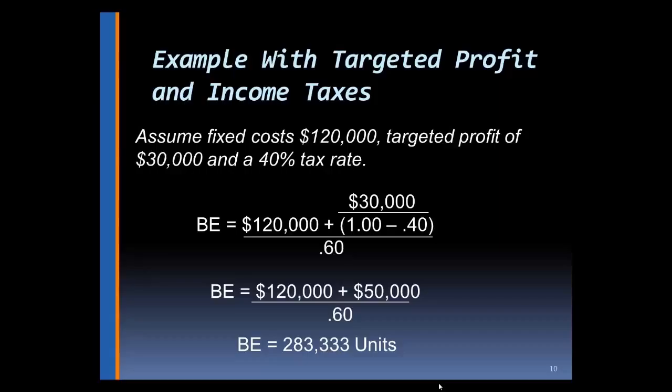So now your before-tax profit is $50,000, your after-tax profit is $30,000, so you're going to be paying $20,000 in tax. So to get the break even now, you'd have to take the $120,000 plus $50,000 divided by 0.60, and the break even is now $283,333. So it has gone from $200,000 to $283,000 when you take profit into consideration.